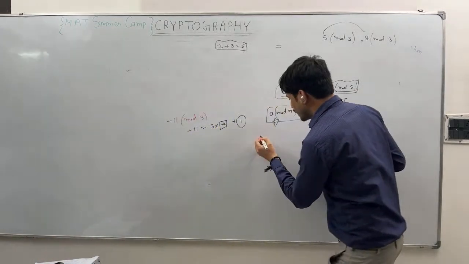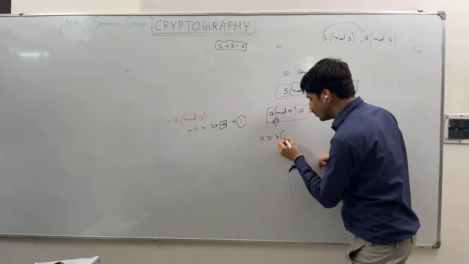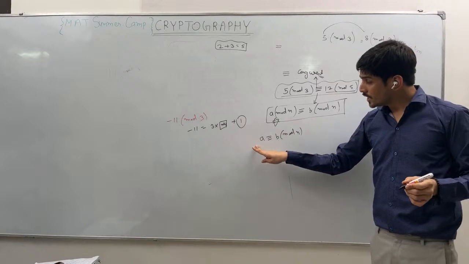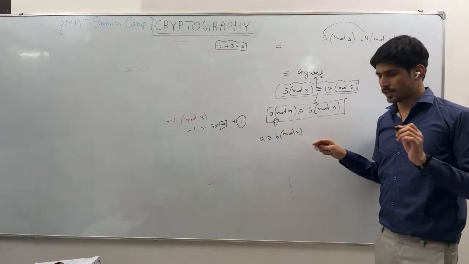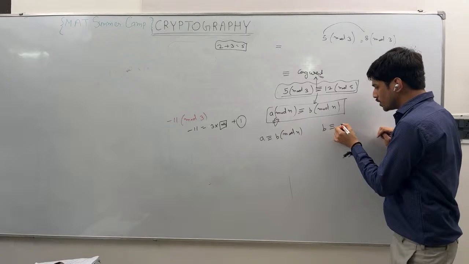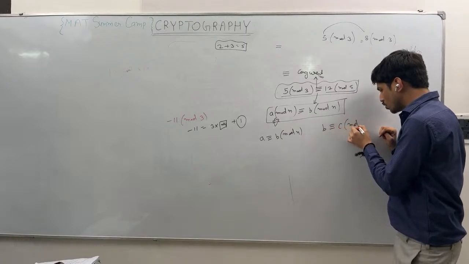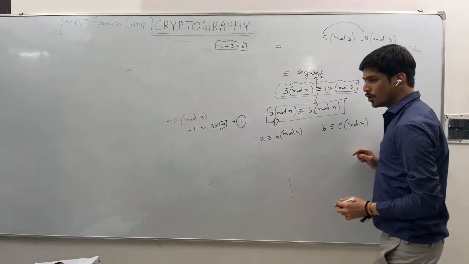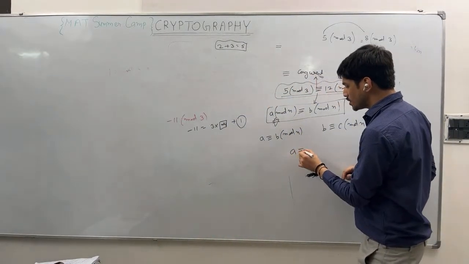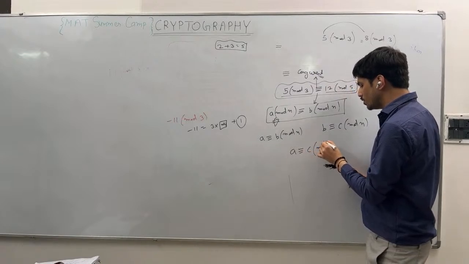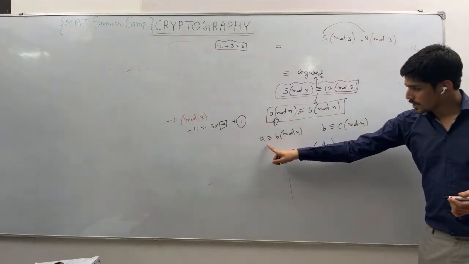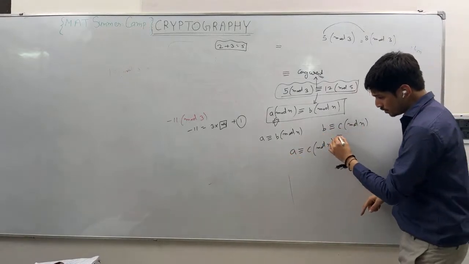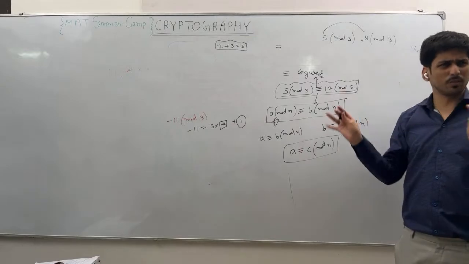let's say A is congruent to B mod n. So here we don't use an equal sign; we say A is congruent to B mod n. Next we say B is congruent to C mod n. If I combine these two, A is congruent to B mod n and B is congruent to C mod n, then from here I can say A is congruent to C mod n. Actually we are using this property. Clear? These are some of the basic properties.